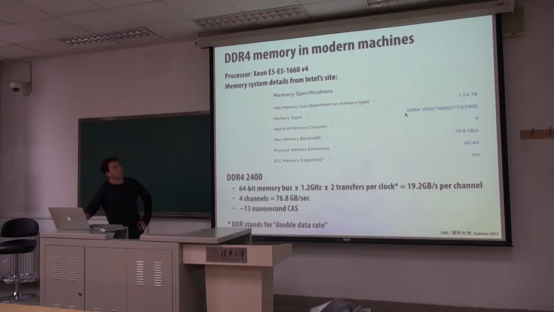The memory type is DDR4. It stands for double data rate 4. And the memory bus is at 1.2 gigahertz. So the clock of memory is at 1.2 gigahertz. What that means is that, remember, there's a 64-bit memory bus. That's what connects up to the DIMM. It can send data, 64 bits, at 1.2 gigahertz.